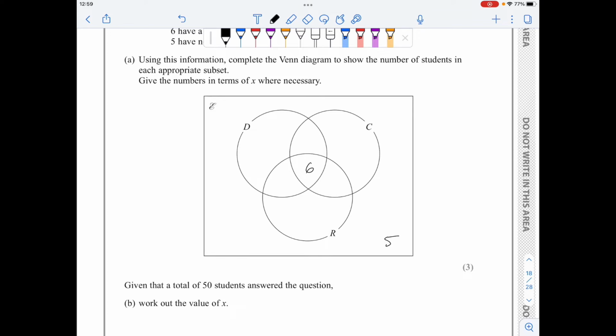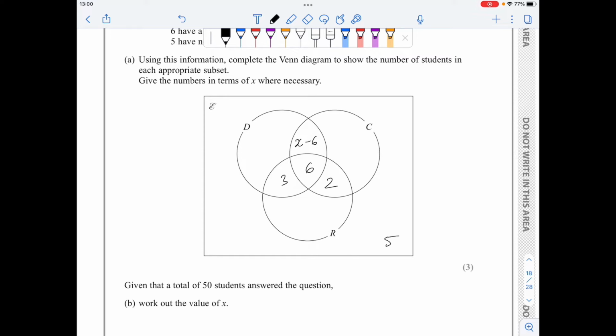So the top one is X minus 6. I've got 9 with a dog and a rabbit. So these 2 regions are 9. 9 minus 6 gives me 3 for both dog and rabbit without the cat. Similarly, 8 have both a cat and a rabbit, so these two regions are 8, which leaves 2 for this region. So let's go to the big circles now.